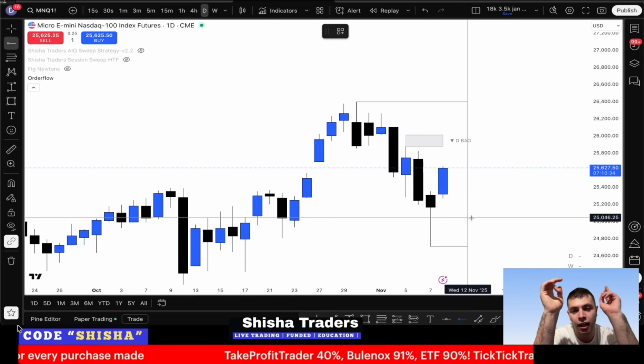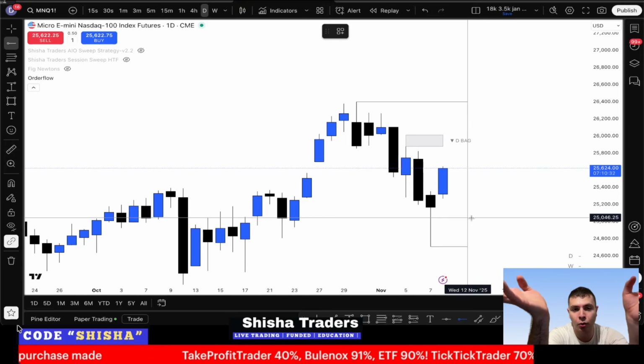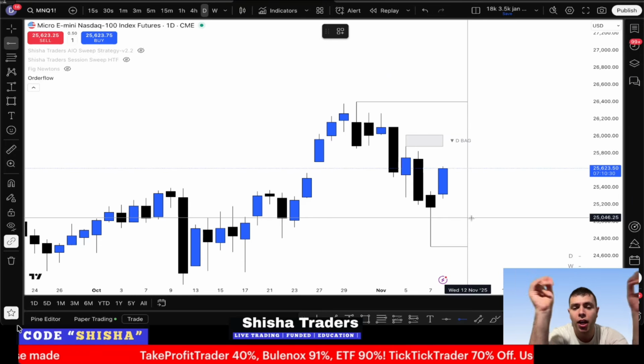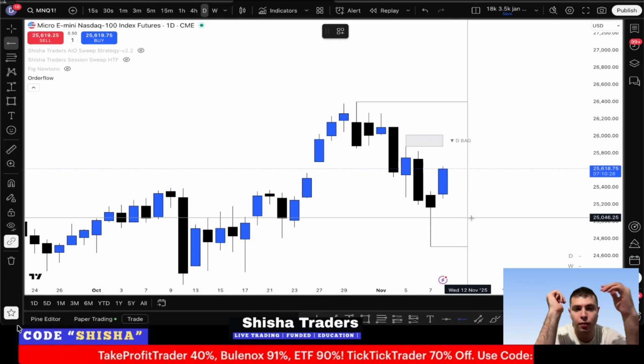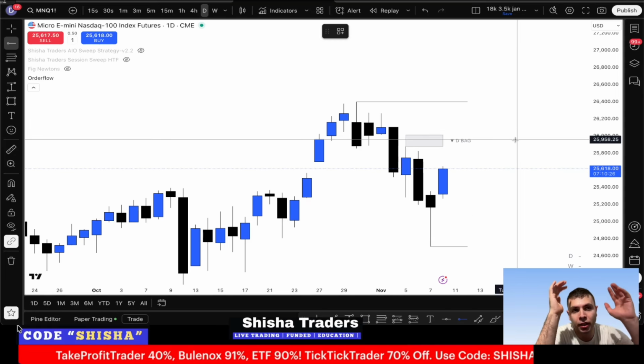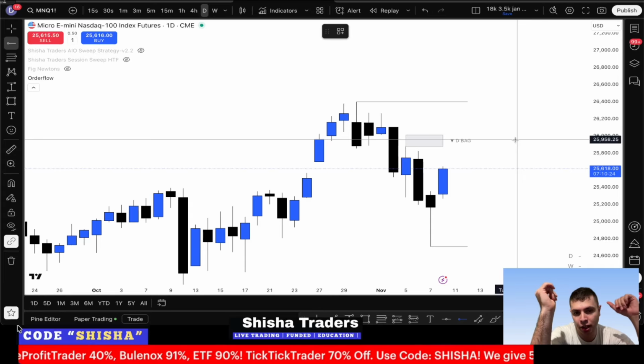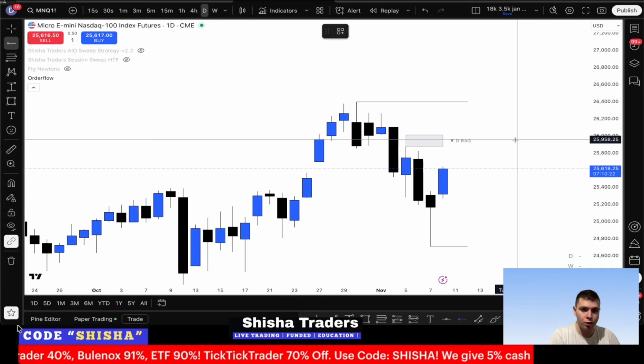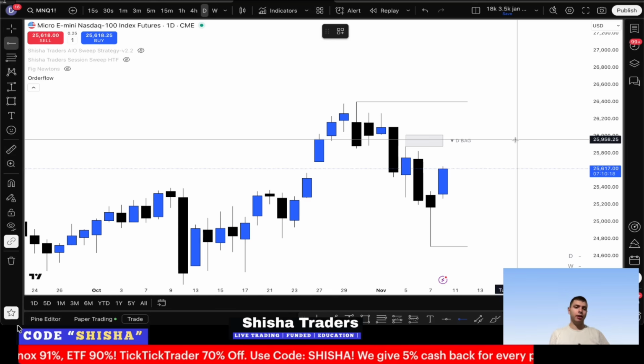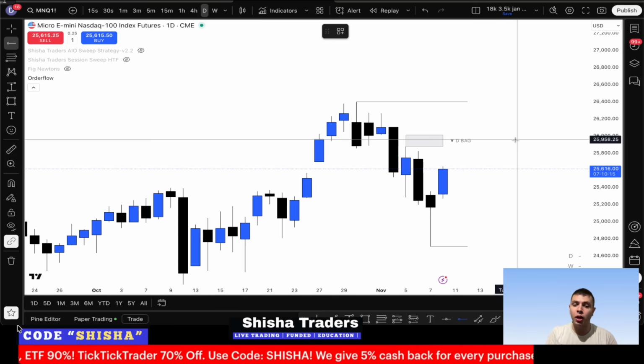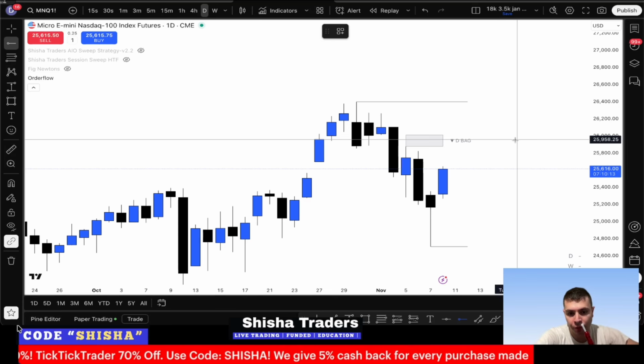There are two things: internal liquidity and external liquidity. Internal liquidity just means FEGs. External liquidity just means highs and lows. So price always goes from internal to external and from external to internal. Internal to external, so from FEG to highs and lows, is higher probability. From highs and lows to an FEG is low probability. Okay?